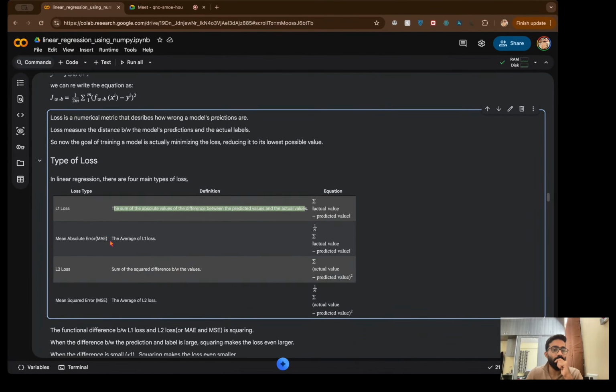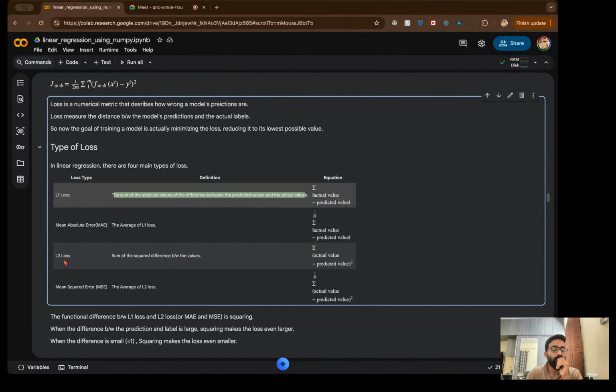And what is the mean absolute error? It is the average of L1 loss. We'll divide by n. Now, what is the L2 loss? Now you can guess, right? L2 is the square. The sum of the square difference between the values.